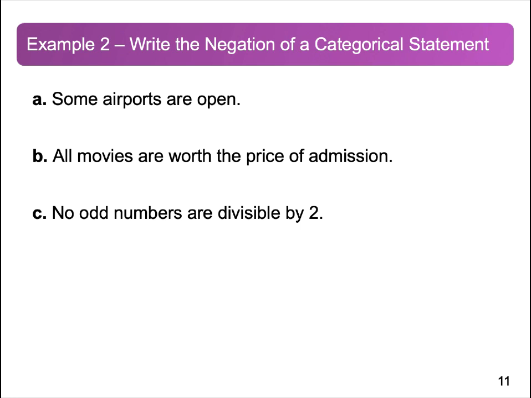Some airports are open. Here, the negation would be no airports are open. For B, all movies are worth the price of admission would go to some movies are not worth the price of admission. And finally, no odd numbers are divisible by 2. The negation there would be that some odd numbers are divisible by 2.